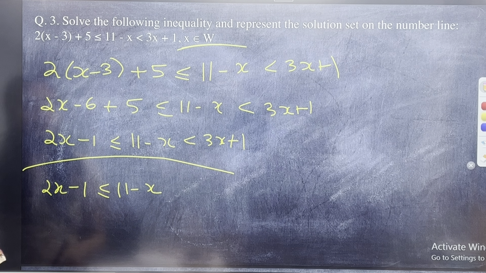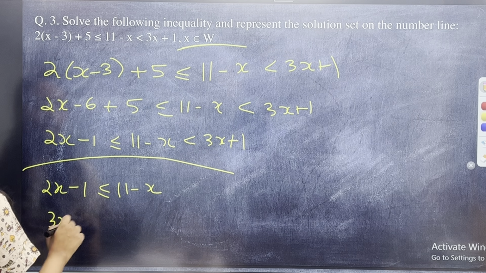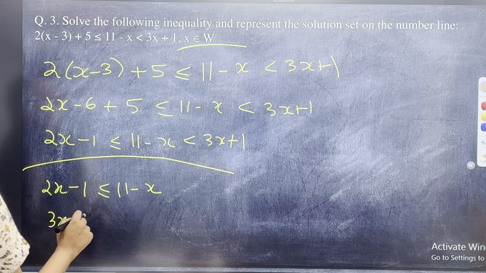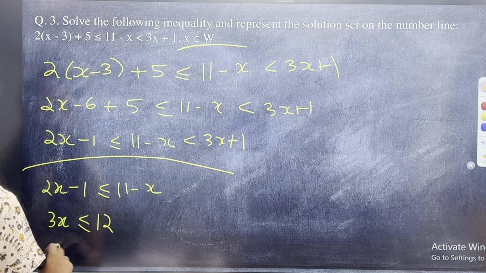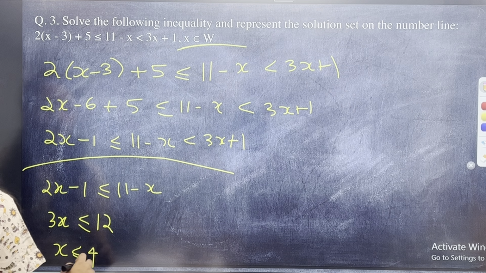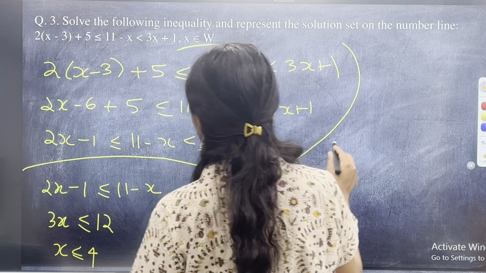I want x to be positive, so minus x, I will bring this to this side, so 3x. 2x plus x is 3x, less than or equal to 11 plus 1, 12. So therefore I have x is less than or equal to 4. Okay, now I will try to do the next part of the equation.